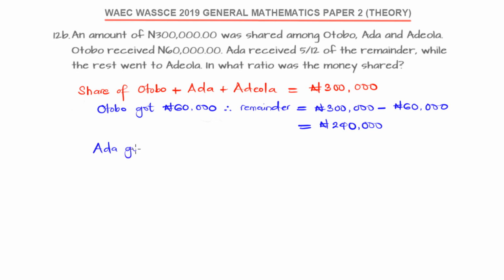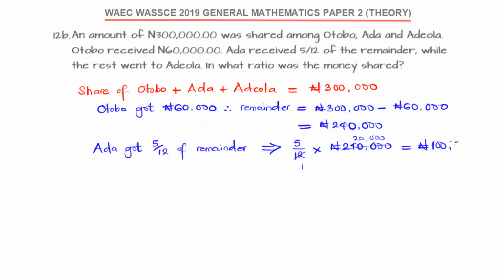Now we are told that Ada received 5/12 of the remainder. And remember, we just got the remainder. So Ada's share will be 5/12 of the remainder, which is 240,000 naira. So that's 5/12 times 240,000. 12 can go into 240,000 to give us 20,000. So 20,000 times 5 will be 100,000. So Ada's share is actually 100,000 out of the total of 300,000 naira. Now, since we have Otobo's share and Ada's share, we can get Adeola's share.